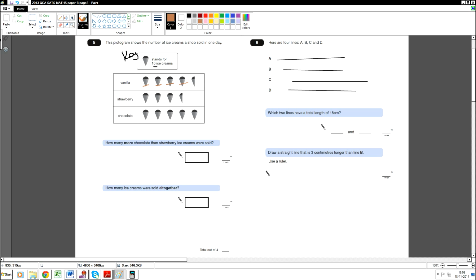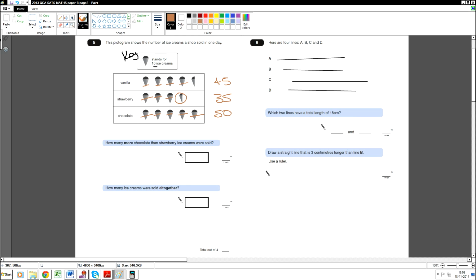How do we interpret half a shape? 5. So that'll be how many altogether? 45. 10, 20, 30 and half a cone, which will give us 35. 10, 20, 30, 40, 50. So these numbers help us to answer the questions.